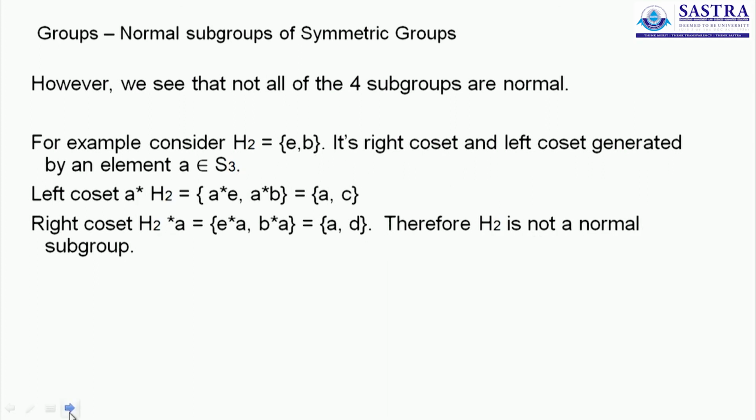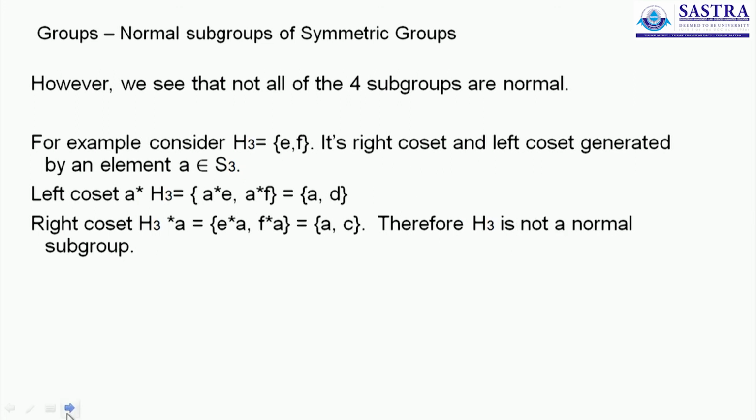Similarly, when you pick the second subgroup H2 containing E and B alone and pick some random element from the group, A star H2 gives you this answer, H2 star A gives you this answer. Both answers are totally different, and therefore they have elements in common, but they are not identical. They are not identical, and therefore H2 also is not a normal subgroup.